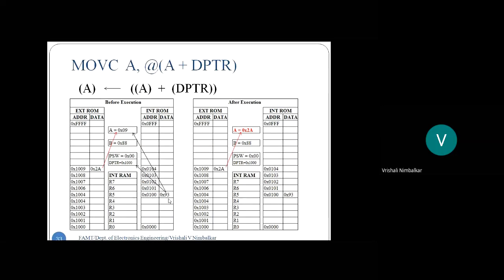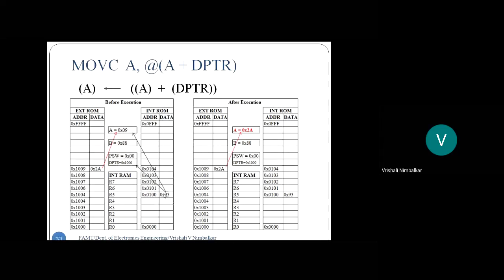Right? So on decoding the opcode, the microcontroller understands it has to add the accumulator and DPTR. See the black arrows. See what is there in the accumulator, 9. See what is there in DPTR, 1000. Add both of them, it becomes 1009. Go to that address 1009. What is this 1009? It's an external ROM memory. So go to that 1009 ROM memory, pick the data and copy it in the accumulator, the red arrow.